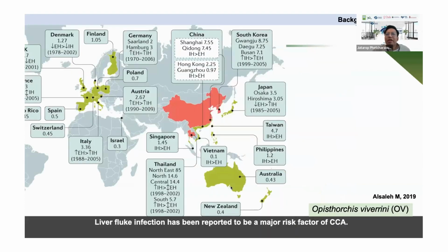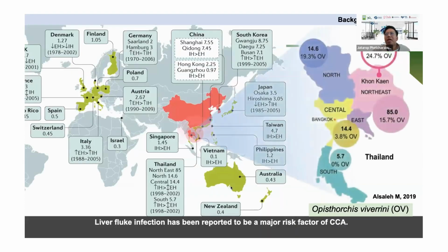And if we look further into the northeastern region, here, Khon Kaen has an OV infection rate of about 118.5 per 1,000 people. So in GMS countries, we found that OV, Opisthorchis viverrini, the liver fluke, is a major cause of cholangiocarcinoma in this area.